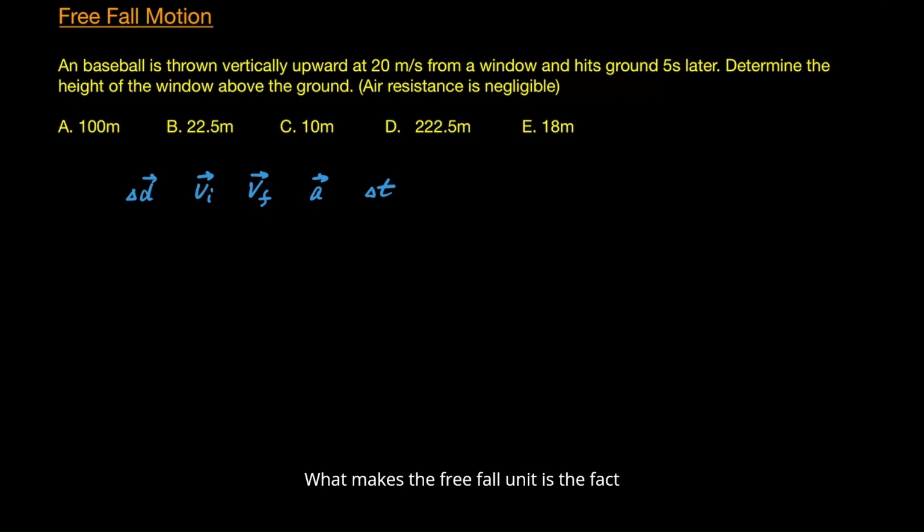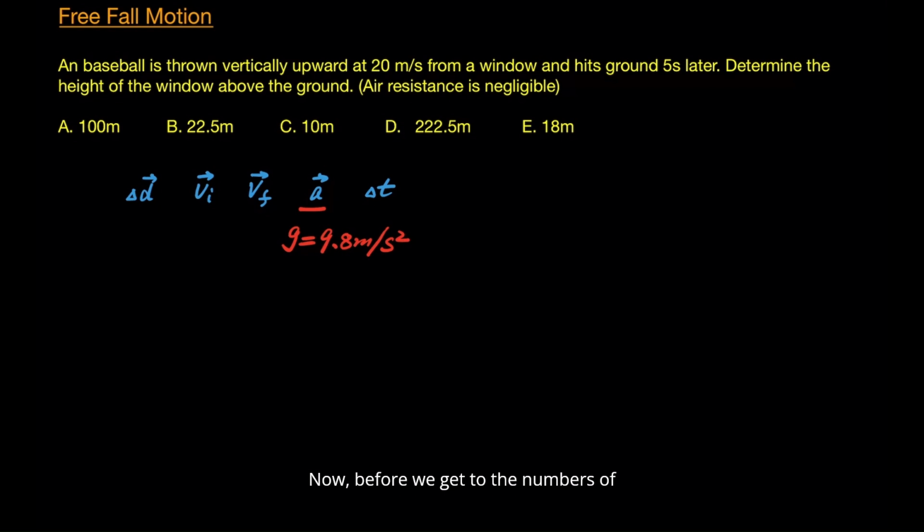What makes the freefall unique is the fact that the acceleration is always known to us. It's the constant acceleration due to gravity, which is 9.8 meters per second squared. And this value is always known to us, even when it's not explicitly stated in the problem.